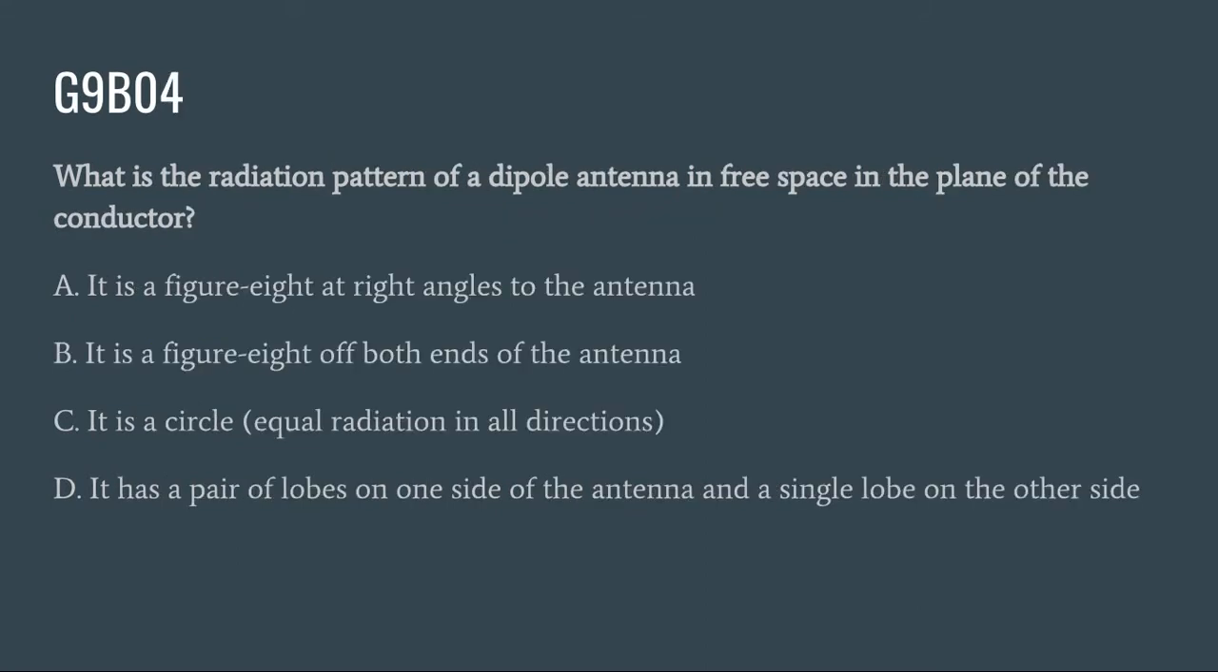G9B04, what is the radiation pattern of a dipole antenna in free space in the plane of the conductor? A, it is a figure 8 at right angles to the antenna. B, it is a figure 8 off both ends of the antenna. C, it is a circle with equal radiation in all directions. D, it has a pair of lobes on one side of the antenna and a single lobe on the other. Correct answer here, A, it has a figure 8 at right angles to the antenna.